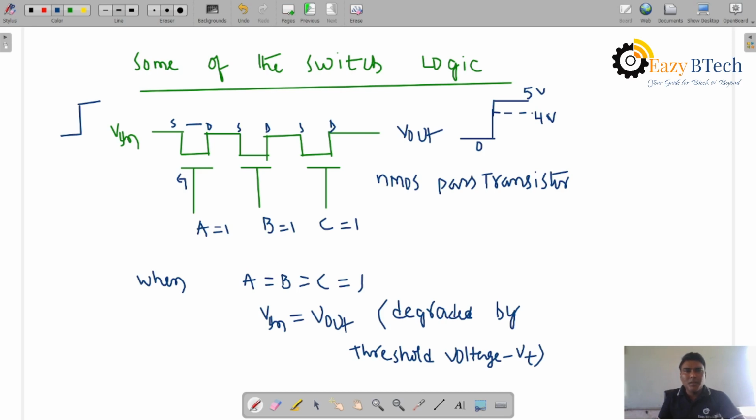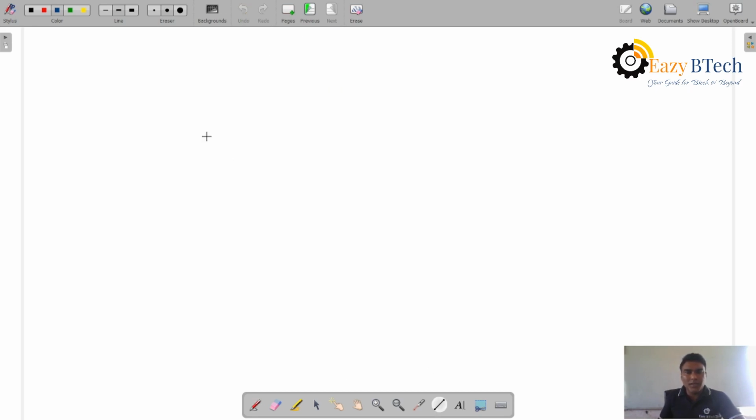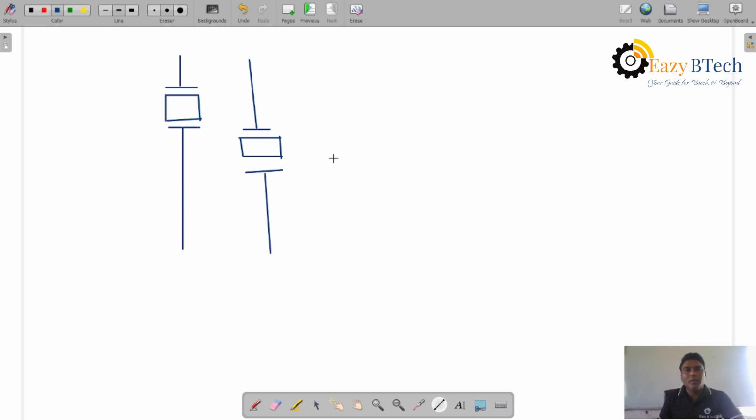Let us see the other option, you can connect a transmission gate. Let us take some transmission gates connected in parallel. Well, a transmission gate is designed with both NMOS and PMOS.